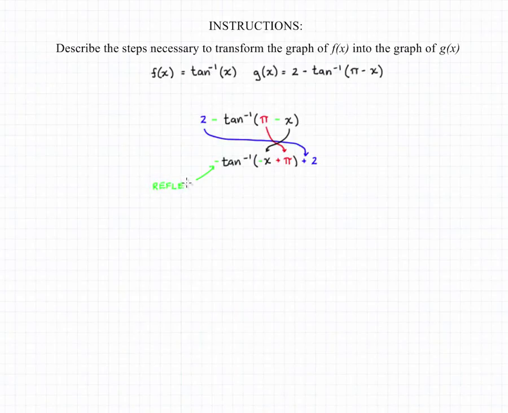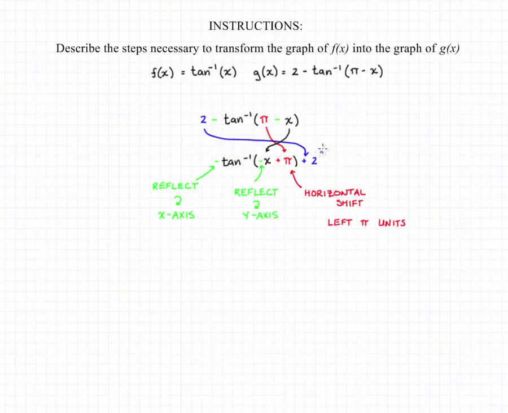From here, we can analyze what all of these transformations are. So negating the entire function means we're reflecting over the x-axis. Negating the x variable means we're reflecting over the y-axis. And then adding or subtracting anything directly to the x variable means that we're looking at a horizontal shift. Now because we're adding, the shift is going to be to the left, and because we're adding pi, the shift is going to be to the left pi units.